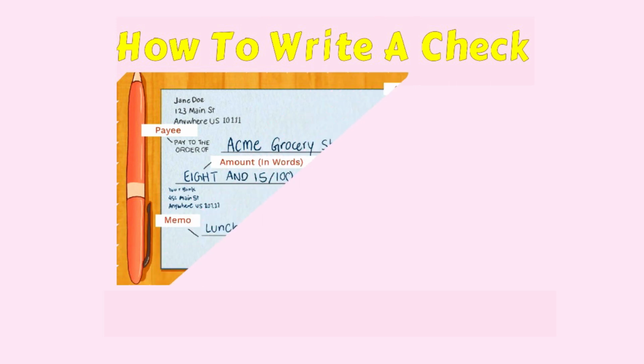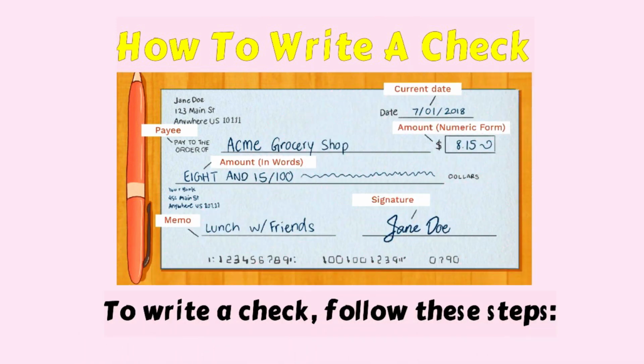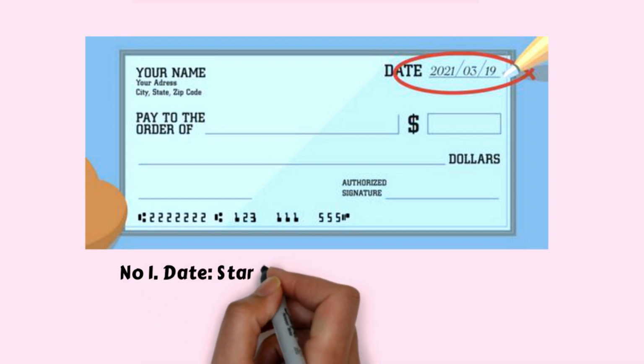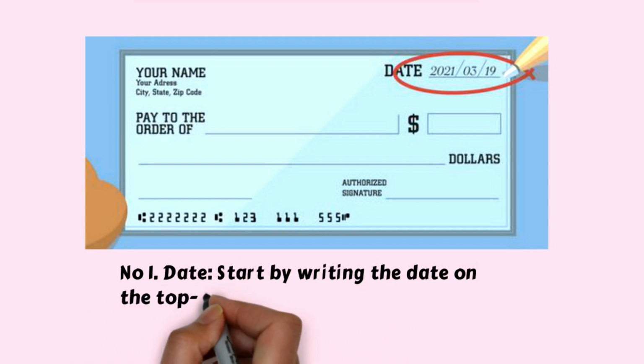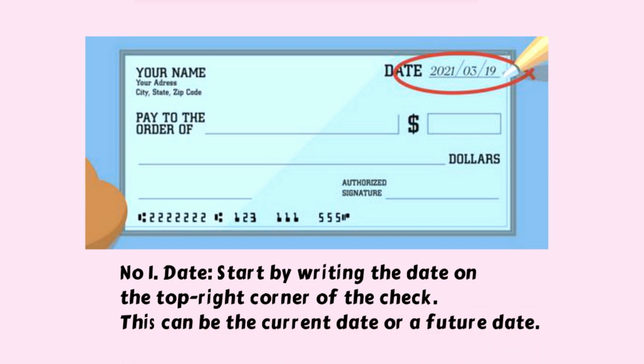Let's go then. To write a check, follow these steps. Number 1. Date. Start by writing the date on the top right corner of the check. This can be the current date or a future date.